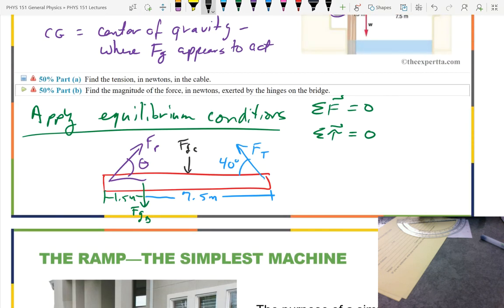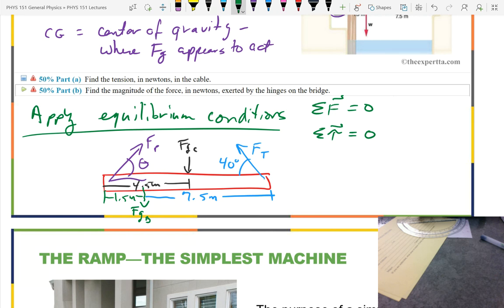If I add up 1.5 and 7.5, I get 9. 9 divided by 2, that's very good, 4.5. Everybody with me? 4.5 to get out to there. So now I've drawn a picture that shows all of the forces acting on my rigid object.